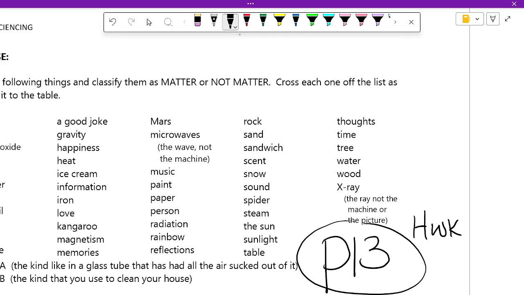Because magnets, no, it's not. I think it's gross.